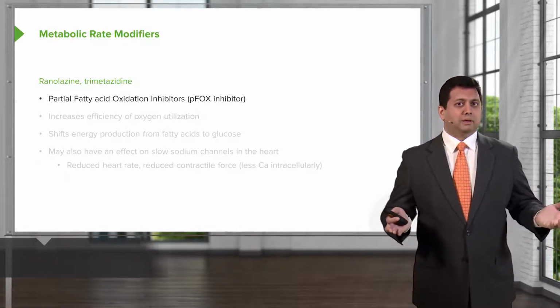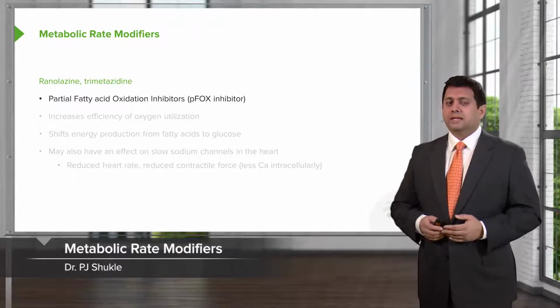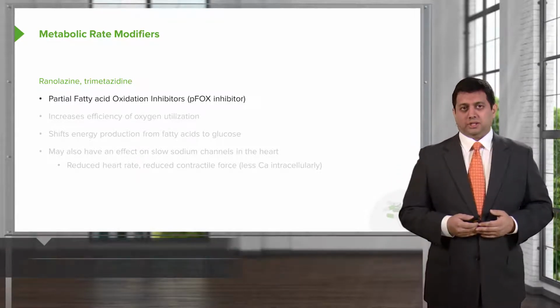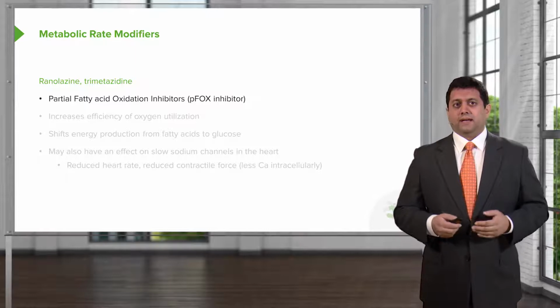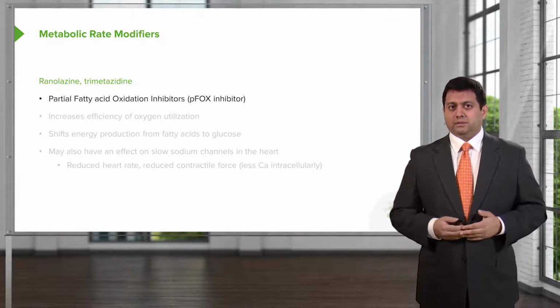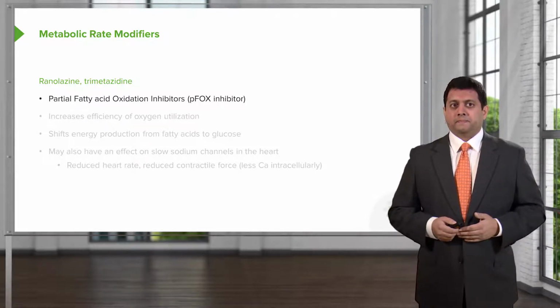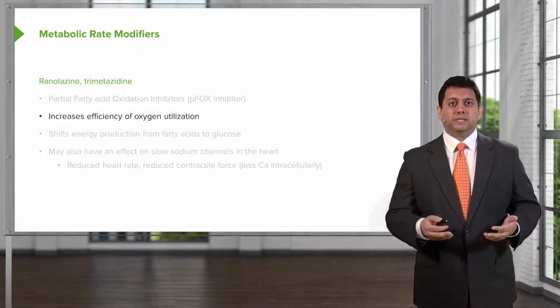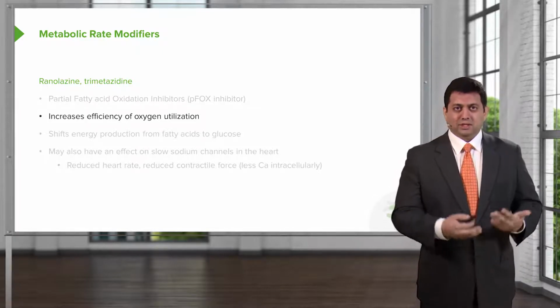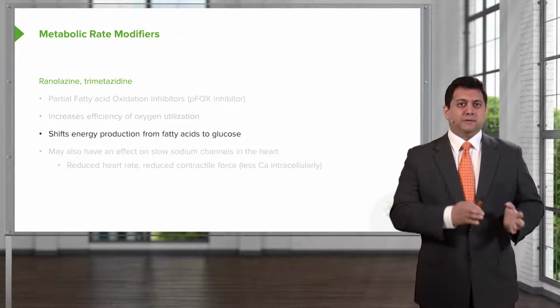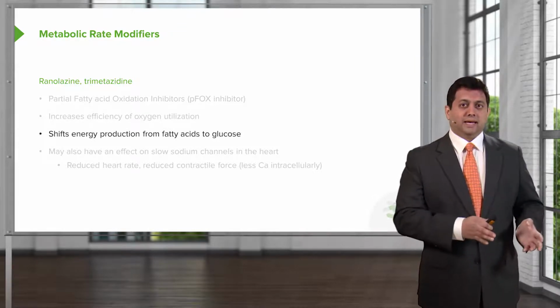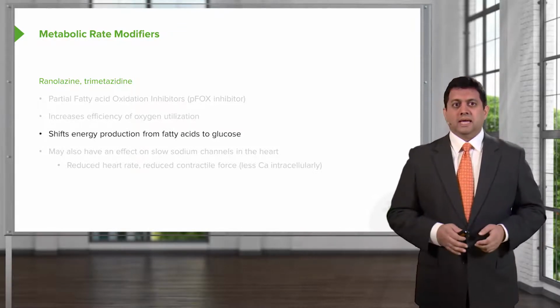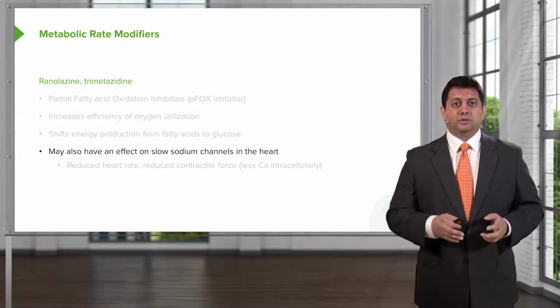Let's talk about metabolic rate modifiers. These are relatively new agents. They are partial fatty acid oxidase inhibitors, or PFOX inhibitors. These increase the efficiency of oxygen utilization by the myocardium. It shifts the energy production from fatty acids to glucose. It may also have an effect on slow sodium channels in the heart.